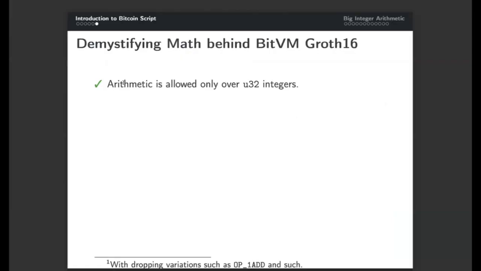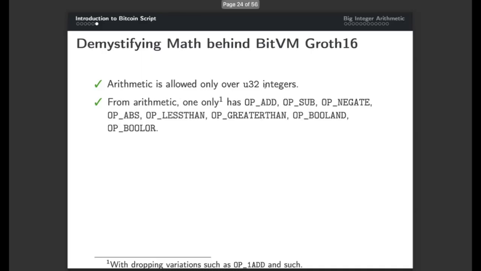So what did we do for that? So let's first consider what are the problems at all with implementing mathematics in BitVM and in particular in Bitcoin script. First, the arithmetic is allowed only over U32 integers. So you're not allowed to natively, say, publish some 256-bit integers. You're only restricted to U32.